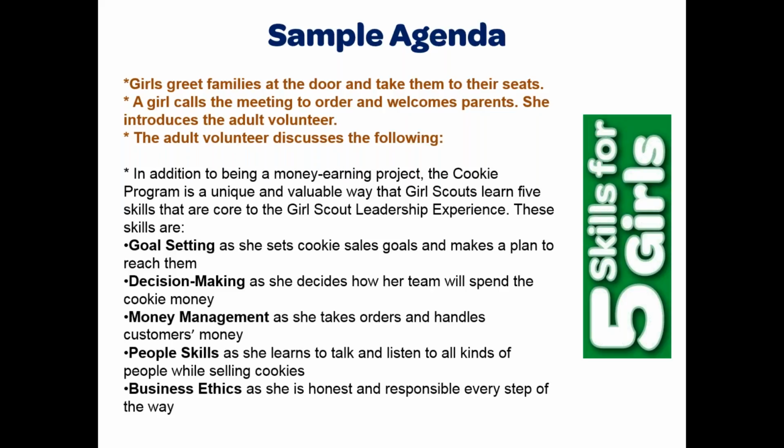Have the girls meet the families at the door. They take their seats. Go over the 5 skills that the girls will be learning through the cookie program. And then, of course, have your girls set their goals at that meeting. You can even go into Cocoa Cookie Command, have them set their goal that way in there so that they know exactly how to get in there, how to track it, how to meet it, so that they can earn their goal-getter patch.